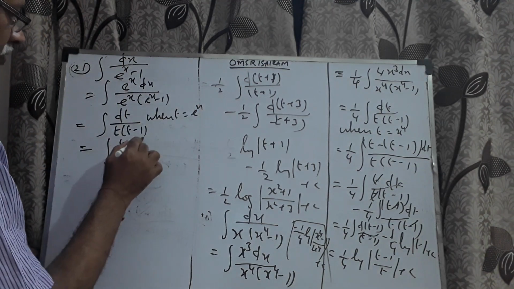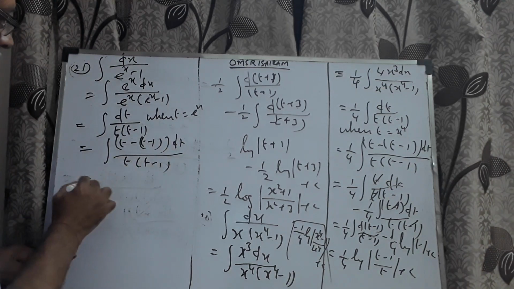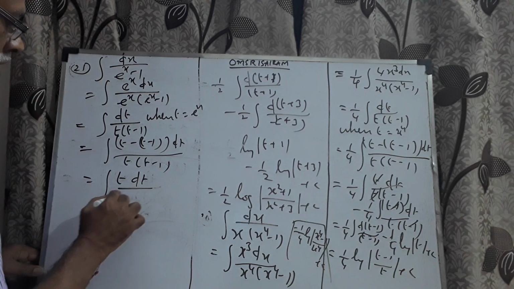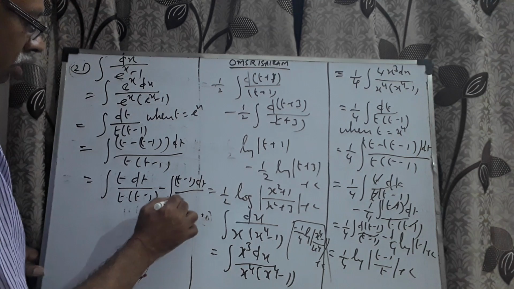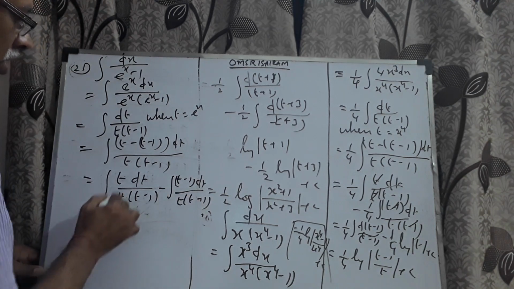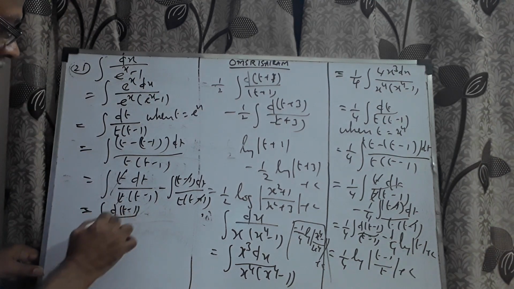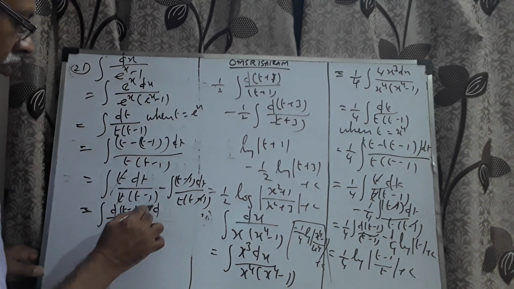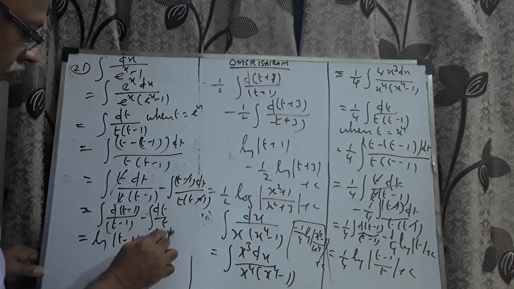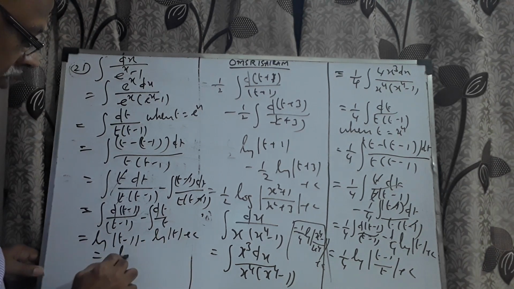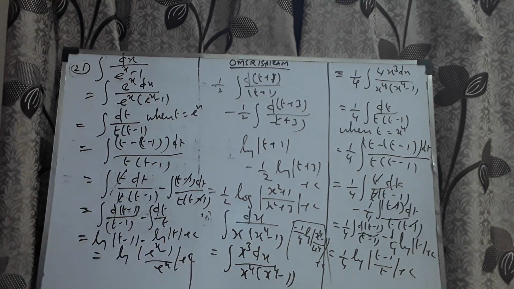Now for here again, as in the previous problem, the numerator can be written like this, t minus (t minus 1). Now integral t dt by t into t minus 1 minus integral t minus 1 dt by t into t minus 1. Here t gets cancelled, here t minus 1 gets cancelled. It can be written as integral d of t minus 1 by t minus 1 minus integral dt by t, which is log mod t minus 1 minus log mod t plus c. The final answer is log mod e power x minus 1 by e power x plus c. That will be the final answer.